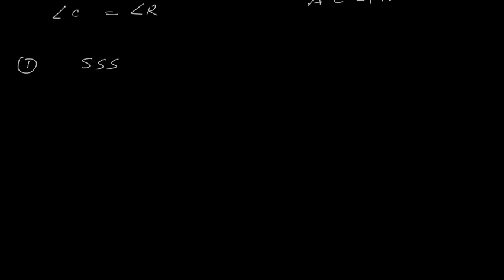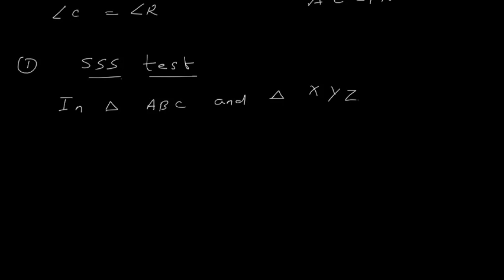Now if in two triangles, three sides of one triangle are equal to three sides of the other triangle, I will say that the triangles are congruent. Say we have triangle ABC and triangle XYZ.